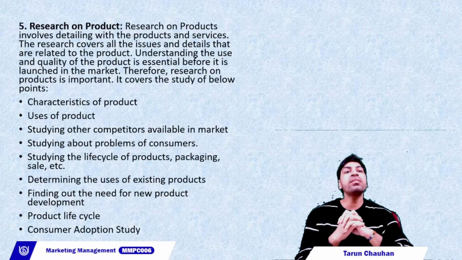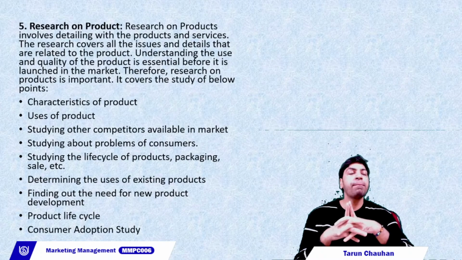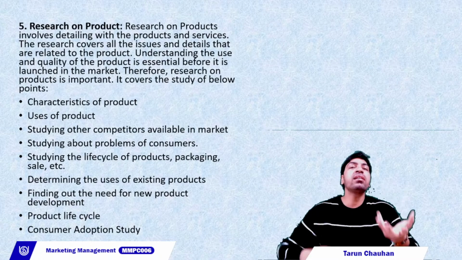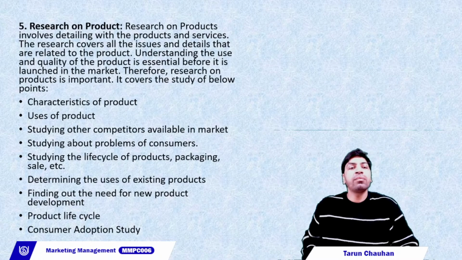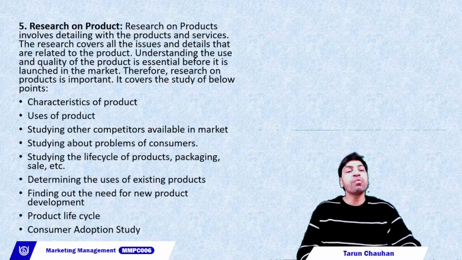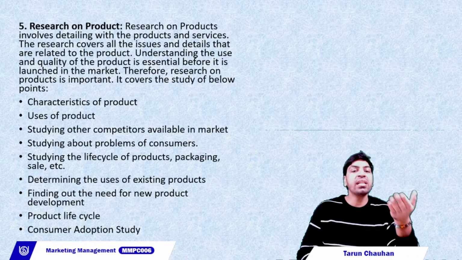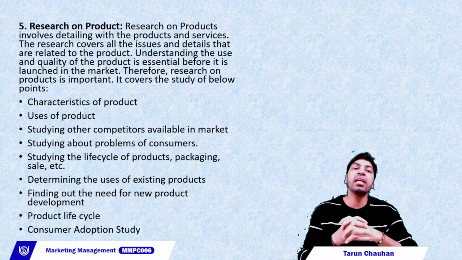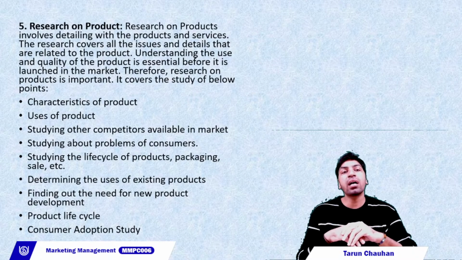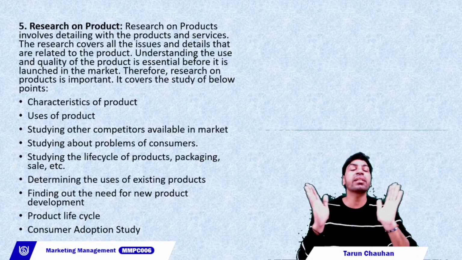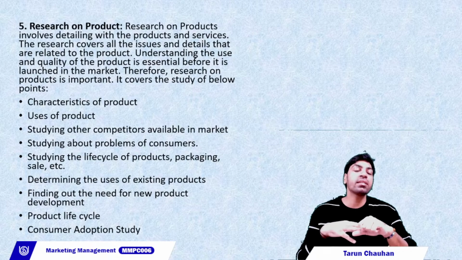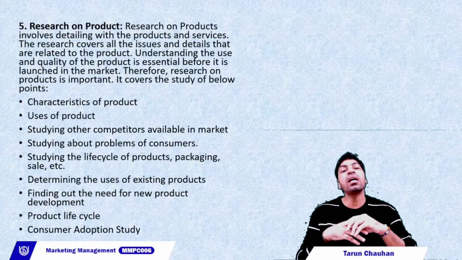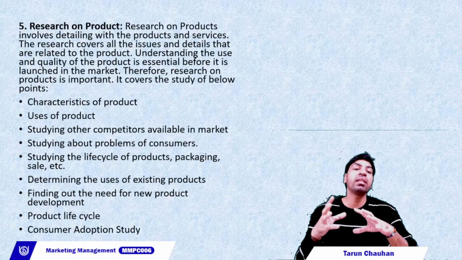The next one is research on products. There are plenty of products and plenty of life cycles of products where a researcher or individual could do research. There are various areas that could be covered, that is, the characteristics of the product, or you can make a comparison of the characteristics of a new and an existing product. What would be the uses of the product? How would you study the other competitors available in the market?